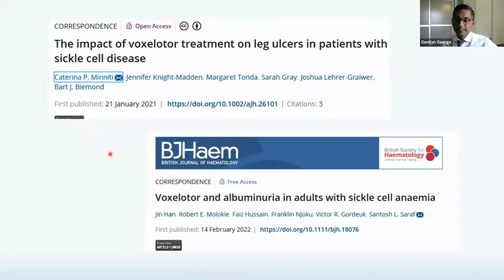So 100% versus 60%. And within the albuminuria paper, which is a correspondence, which is a letter to the editor, looking at 5 patients with albuminuria, there seemed to be an improvement in 3 of them, a dramatic decrease from about 1.5 grams to 500 milligrams. So exciting times ahead, because there is a potential off-target effect from voxelotor in terms of reduced hemolysis and then subsequently reduced organ damage.